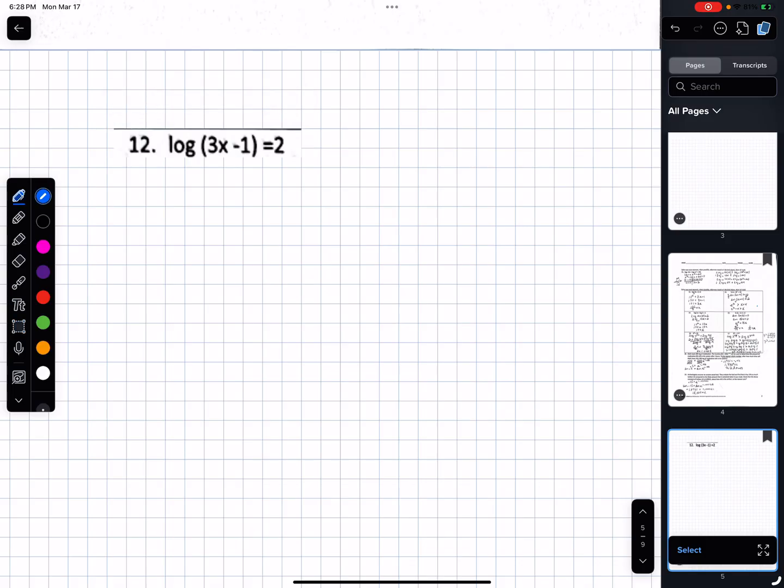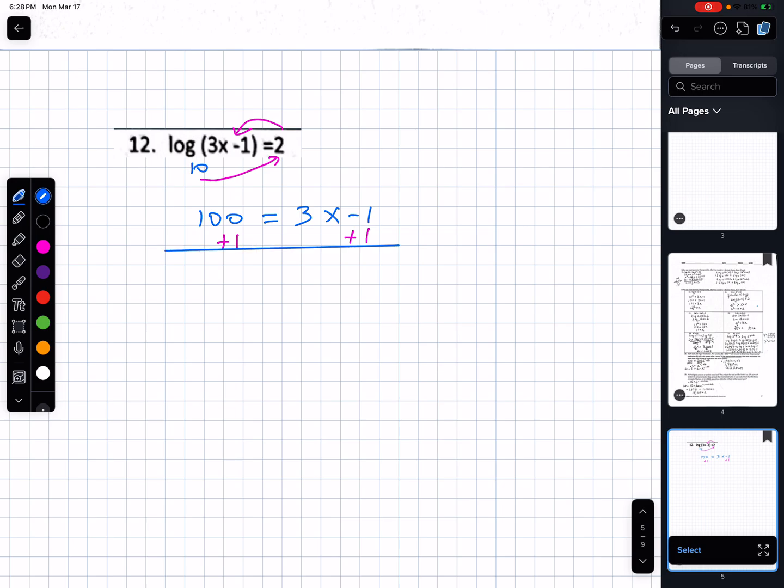All right, so no base, always base 10. And then we're going to do that: 10 squared equals 3x minus 1. What's 10 squared? 100. 100 equals 3x minus 1. And then it's just a little baby algebra problem, right? Plus 1, divide by 3.